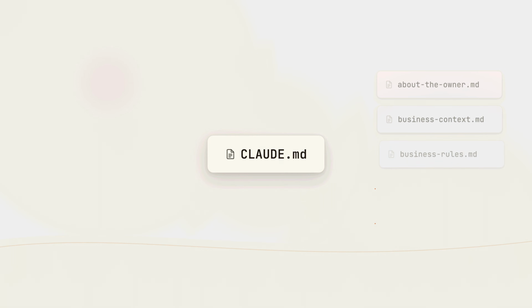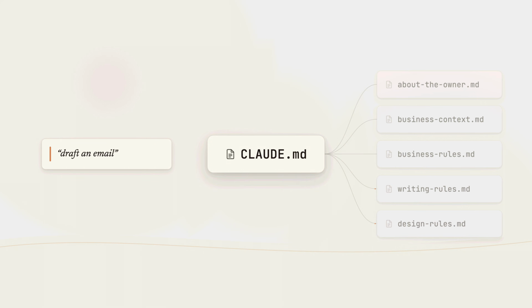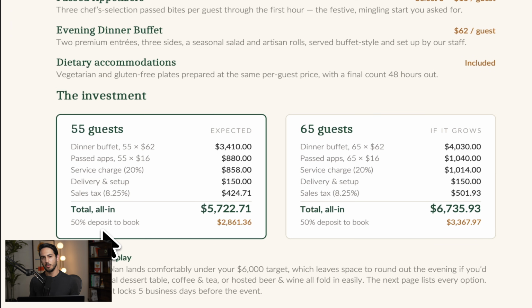So if we remember the Claude MD, it's doing its job well here because it's pulling all of the relevant context into this conversation. So I asked it to draft an email. Well, Claude MD pointed it to the writing rules so that the email to Lumen was written in my voice. And then I asked it to create a clean PDF. It read the design rules to ensure that it applied the correct colors, fonts, and overall style of my business. And then you can see on the quote here that it even knew to have a 50% deposit because I had defined that in my business rules.